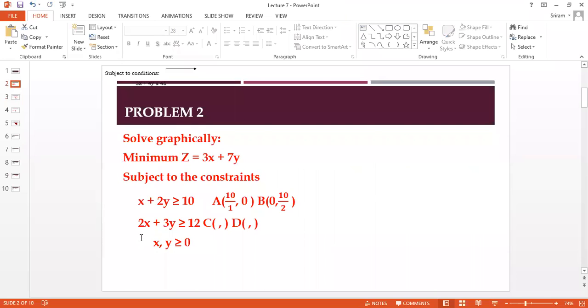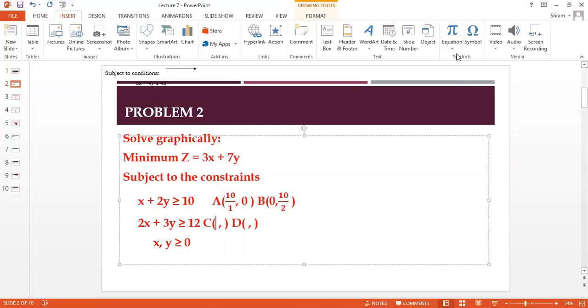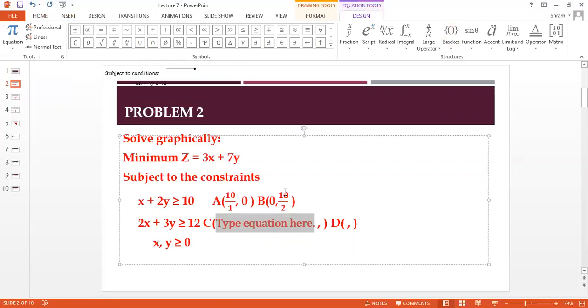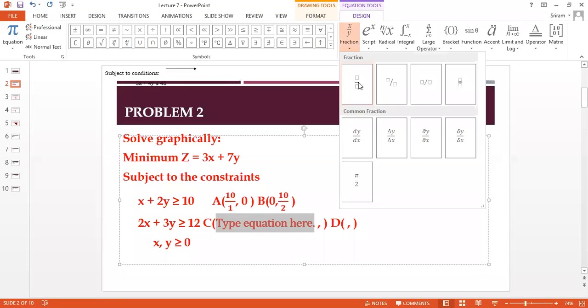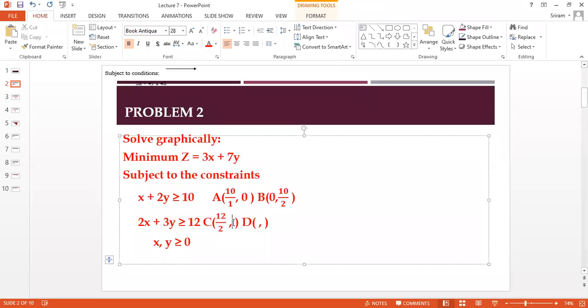Now I am going to check what the next equation is. 2x plus 3y greater than or equal to 12. I am going to use the same idea. I am going to check the value of c. To take the value of c, I am going to take the right hand side and divide by the coefficient of x. What is the right hand side here? 12 is the right hand side. What is the coefficient of x? 2 is the coefficient of x. I am going to take y value 0.